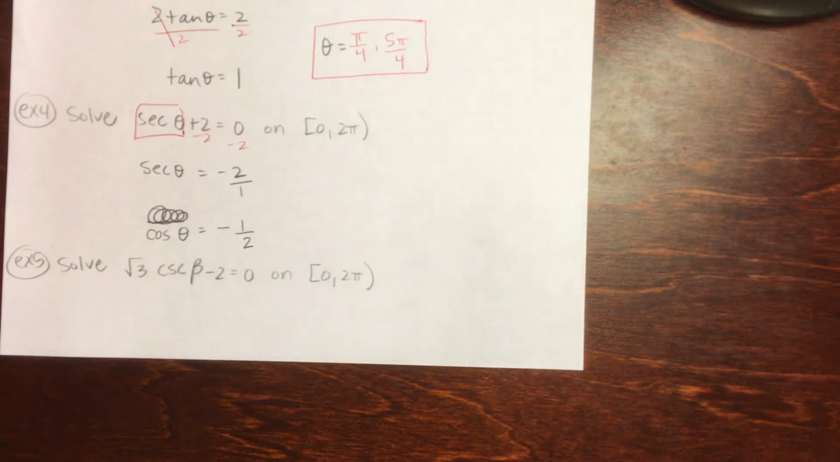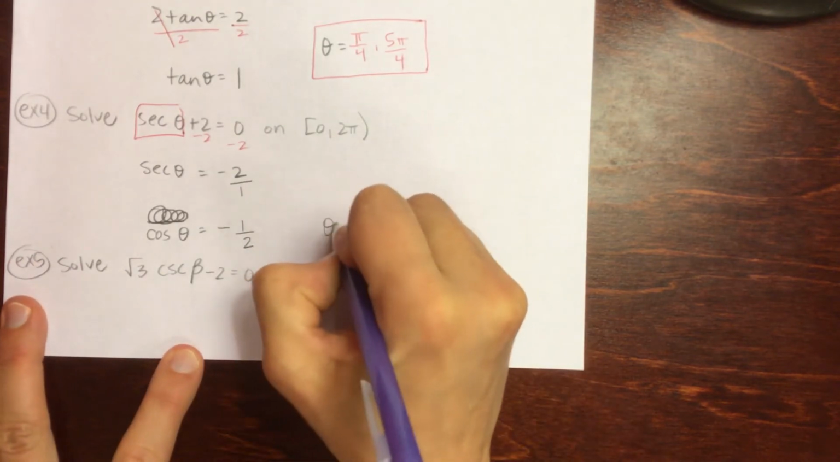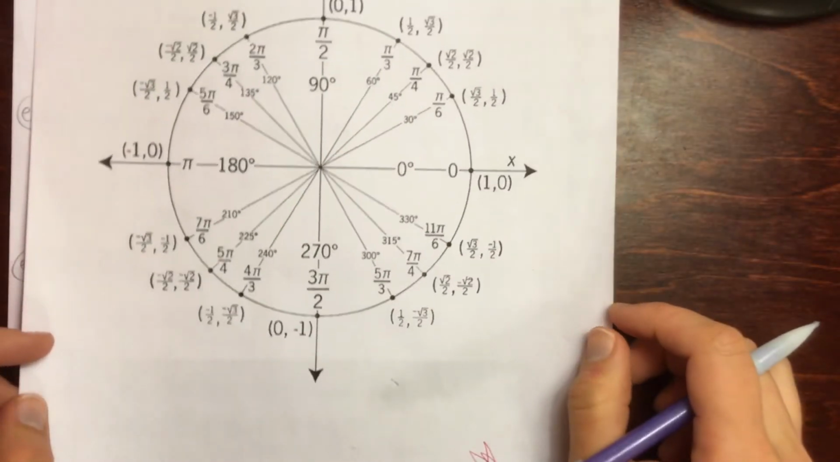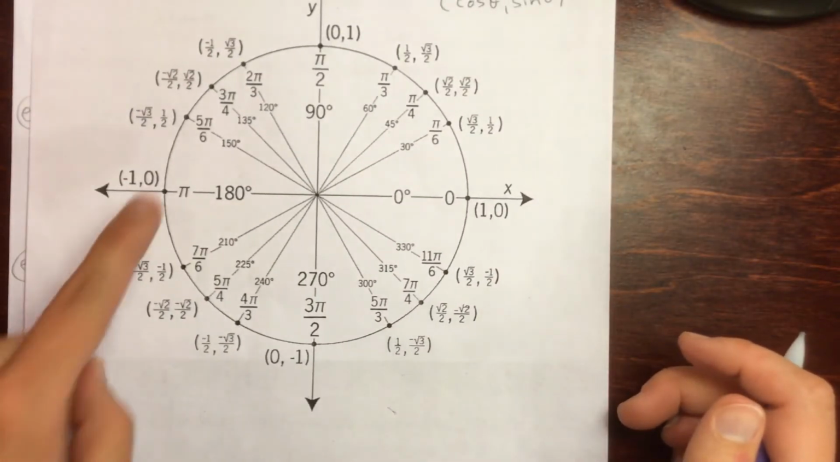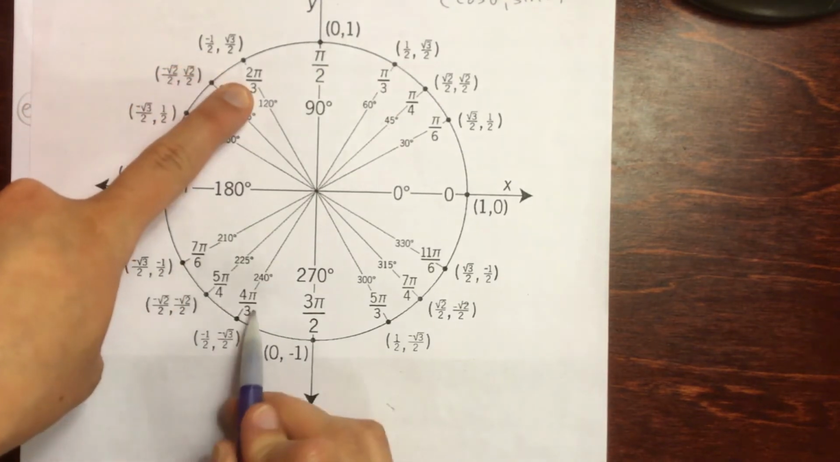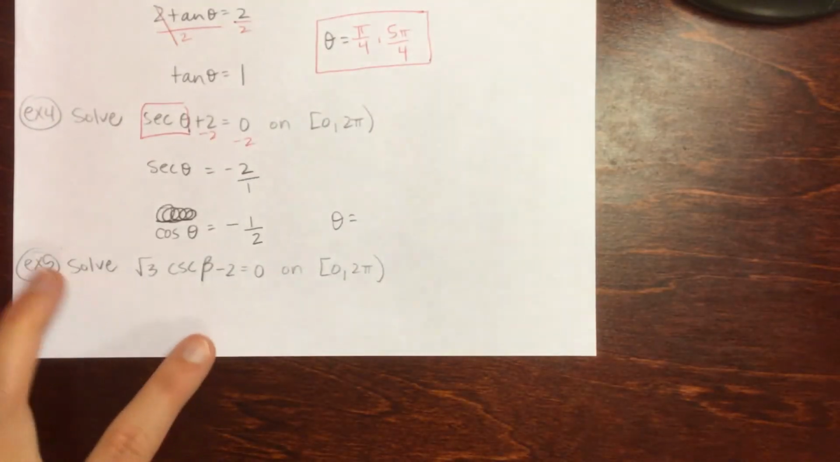And now I can use my unit circle straightforward to figure out where is cosine equal to -1/2. Where is the x coordinate equal to -1/2? That is at 2 pi/3 and 4 pi/3.